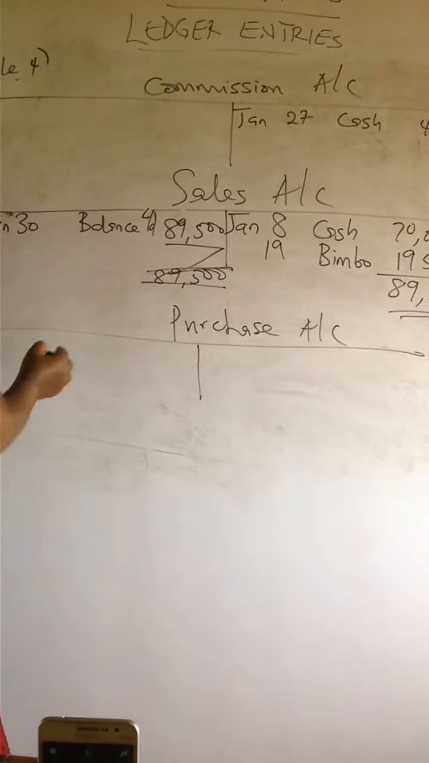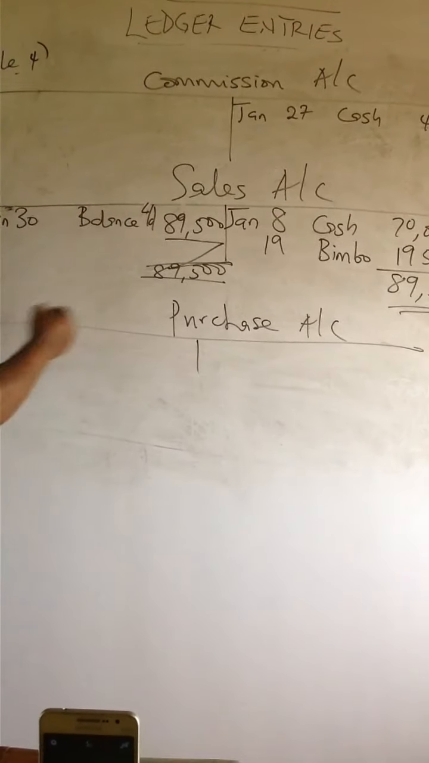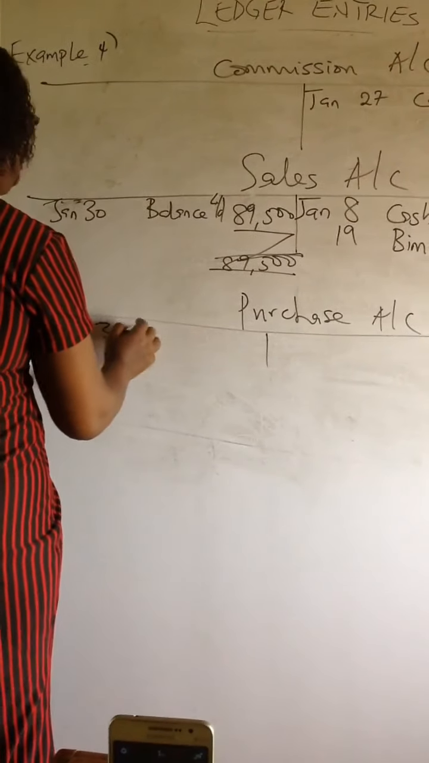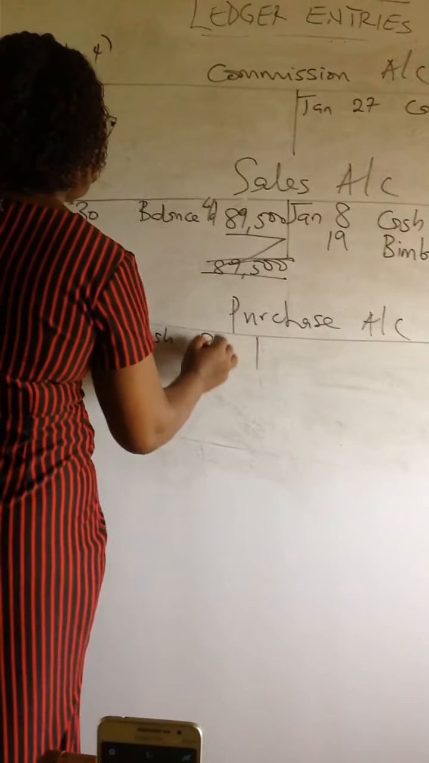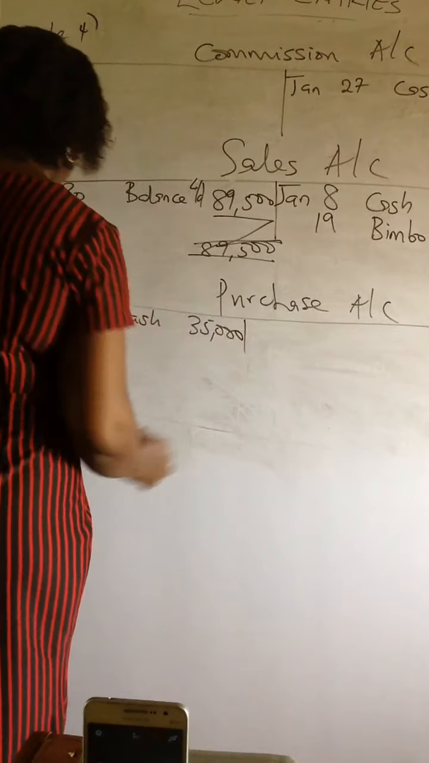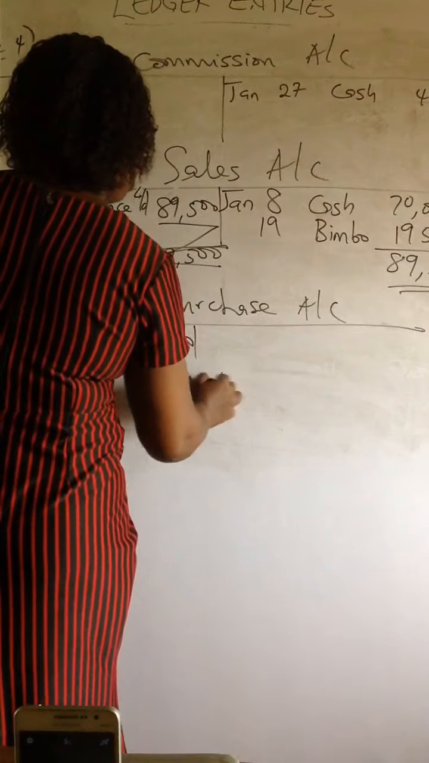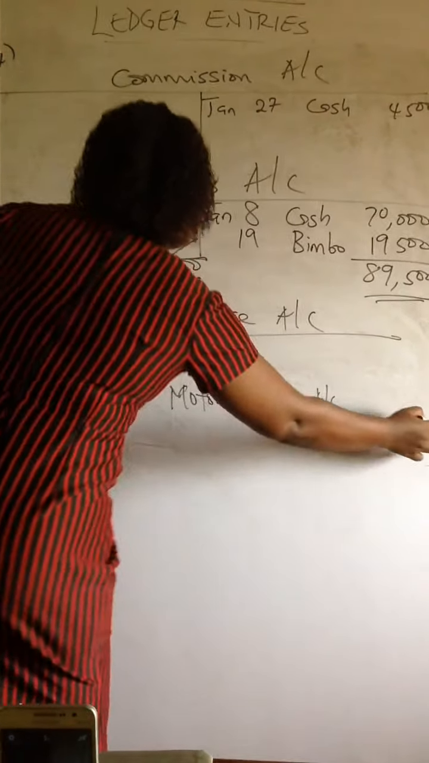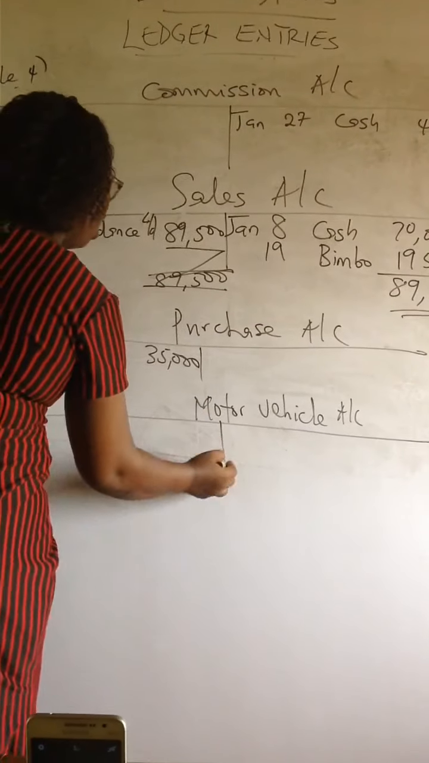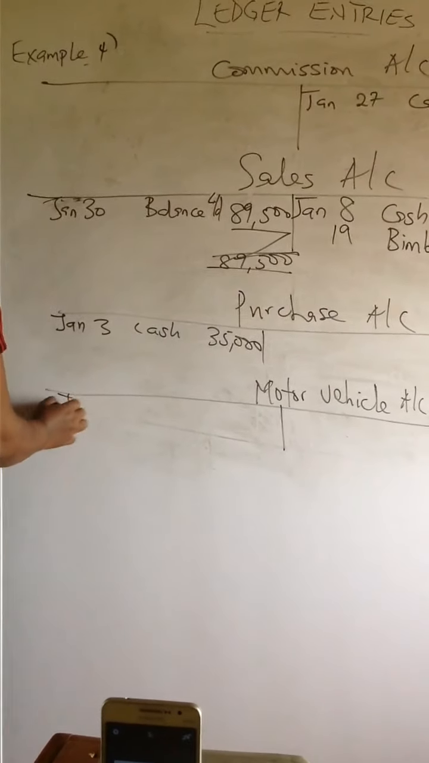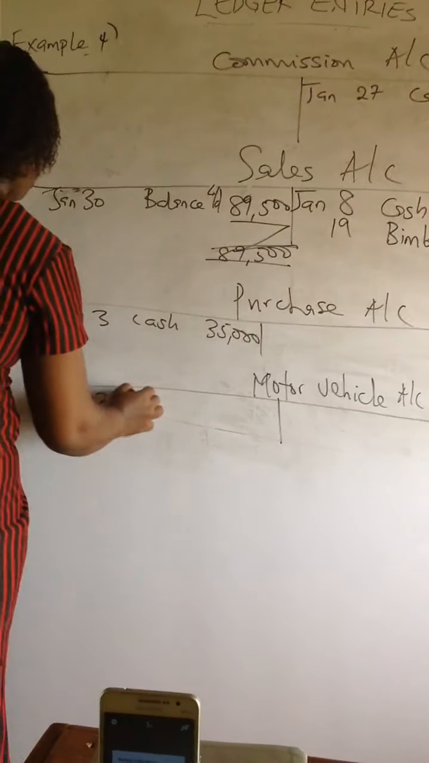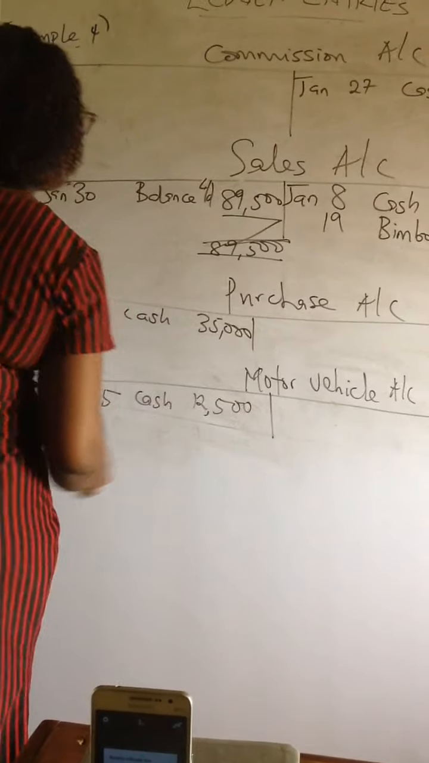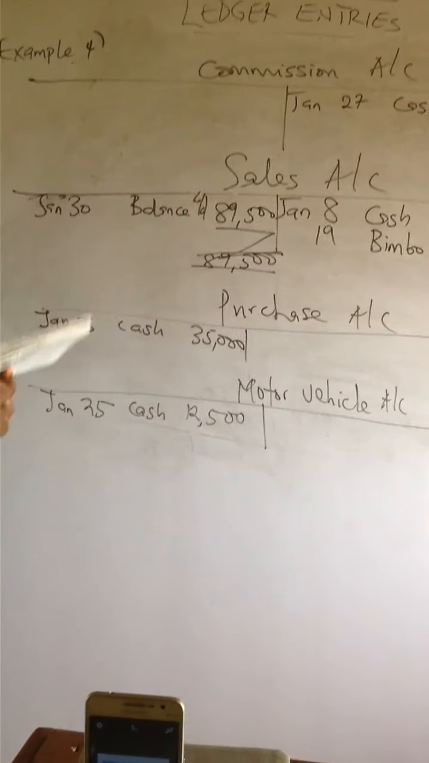Then we open for purchases. Purchases was debited in the cash account, so now we'll have to credit it to balance the account. January 3rd, 35,000 naira. Then you have the motor vehicle account. It was credited in the cash account, so now it's going to be debited. January 25th, cash, 12,500. So these are the individual ledgers.